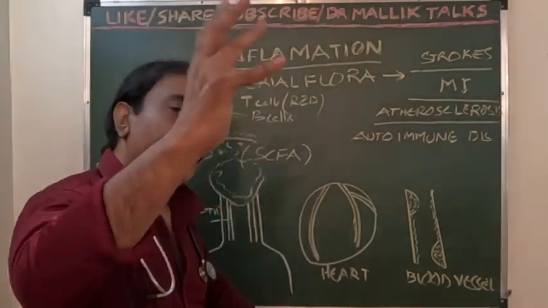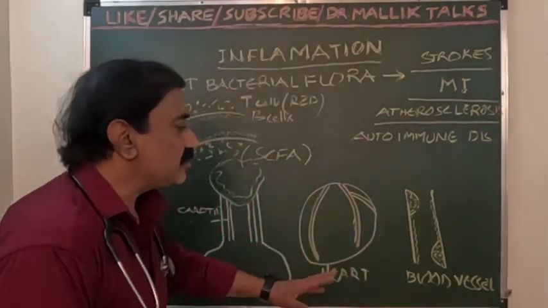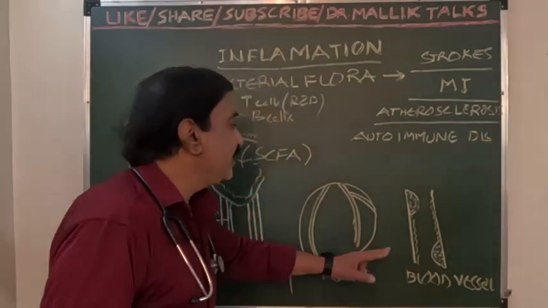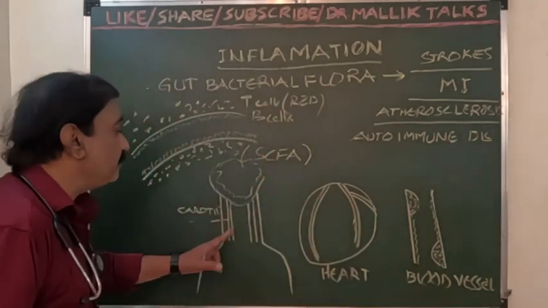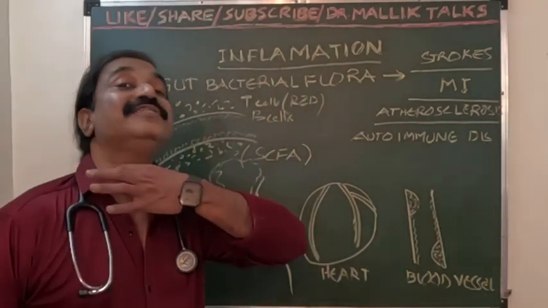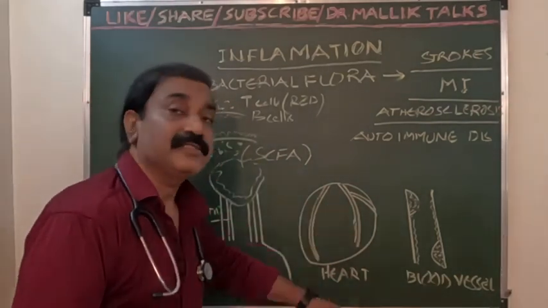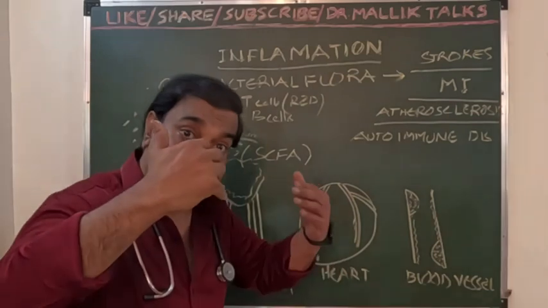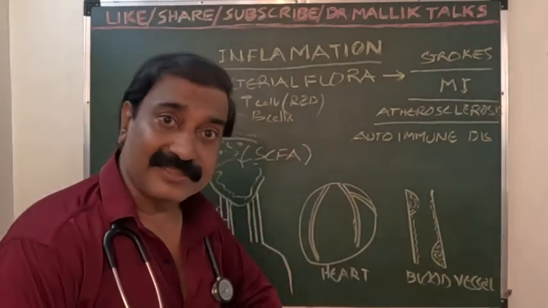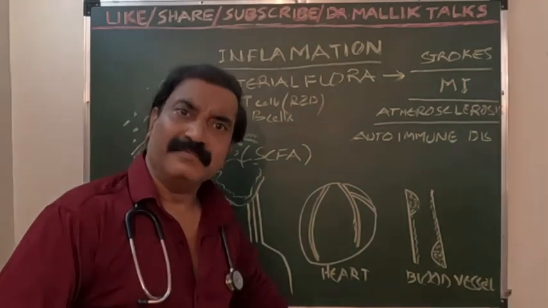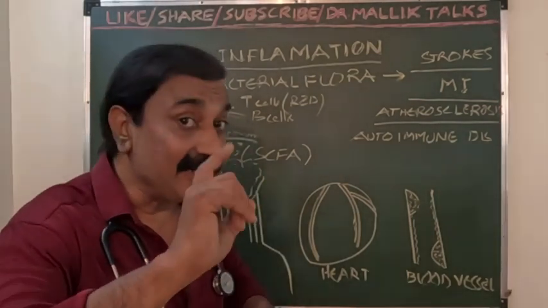For example, what happens during inflammation? Let us talk about one blood vessel. If we talk about one blood vessel, it happens to every blood vessel. For example, the carotid blood vessels which are going to the brain, the heart blood vessels which are supplying the heart, the blood vessels which are supplying the legs, the blood vessels supplying the total body, all the vital organs, they get damaged.